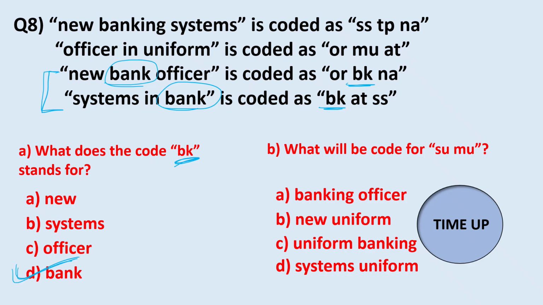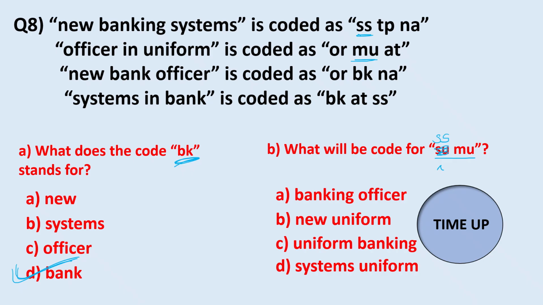That is option D. Second question says, what will be the code for SUMU? So where is SU? Where is MU here? That you have to see first. SU, SU, and MU. MU is here, correct? This is not SU, okay? This is SS, okay? So SS is here.